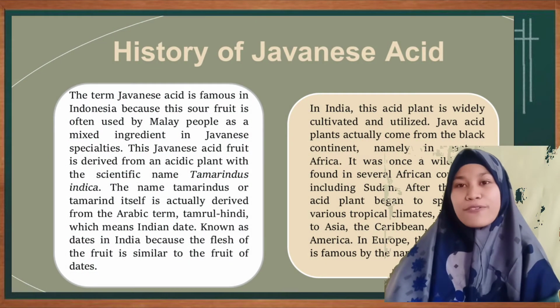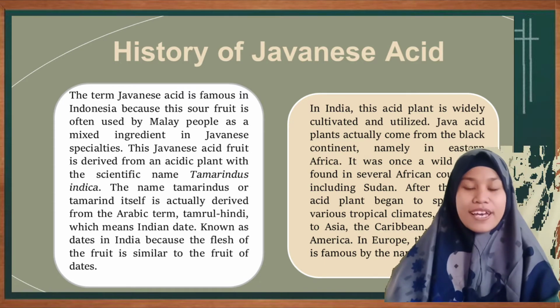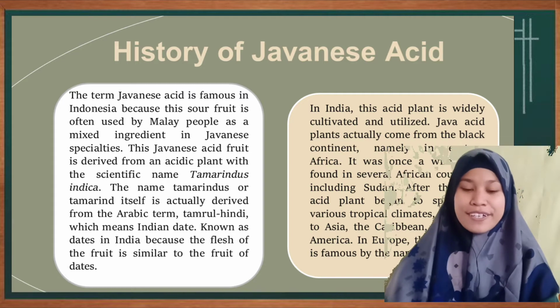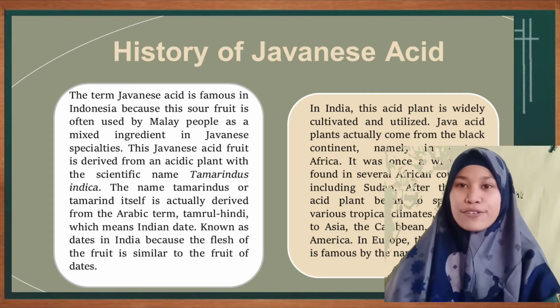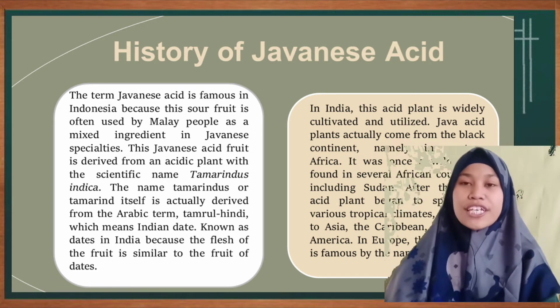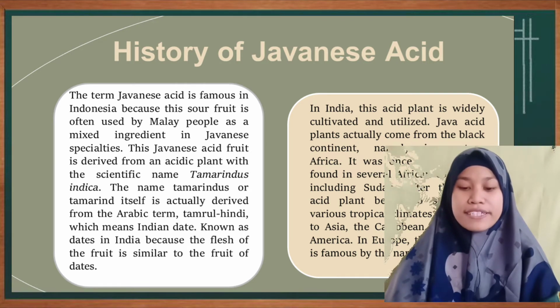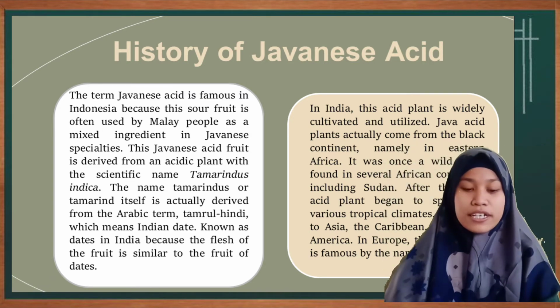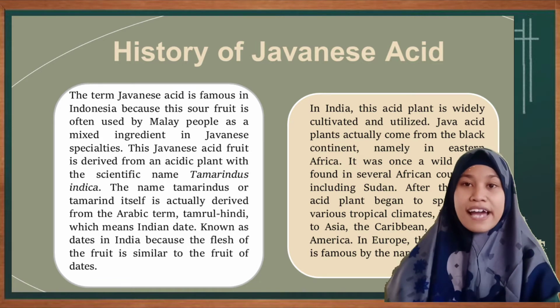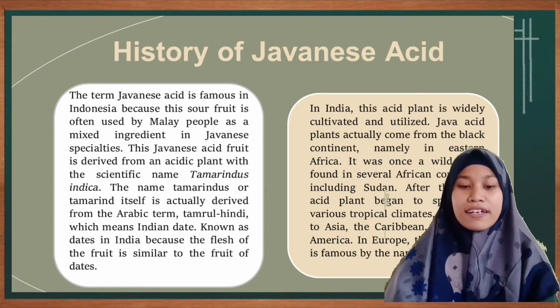Okay, well, let's go to the point first, the history of Java acid. The term Java acid is famous in Indonesia because this sour fruit is often used by Malay people as a medicine ingredient in Javanese specialties. This Java acid fruit is derived from an acid plant with the scientific name Tamarindus indica. The name Tamarindus or tamarind itself is actually derived from the Arabic term Tamrul Hindi, which means Indian date, known as dates in India because the flesh of the fruit is similar to the fruit of dates. In India, this acid plant is widely cultivated and utilized.